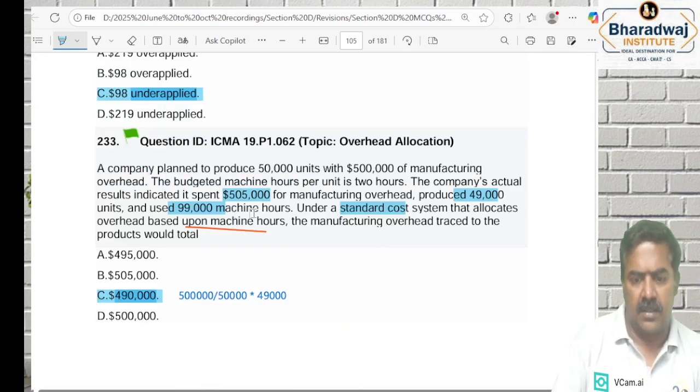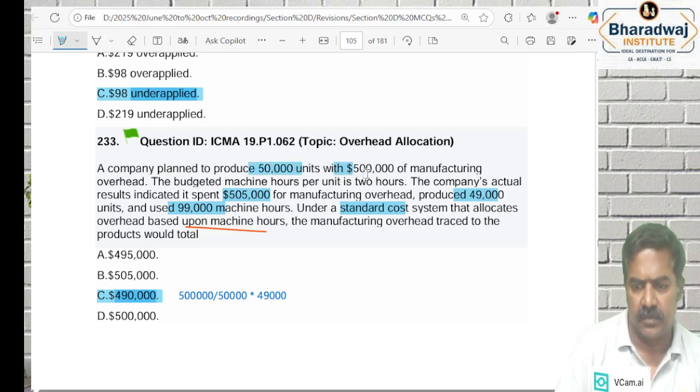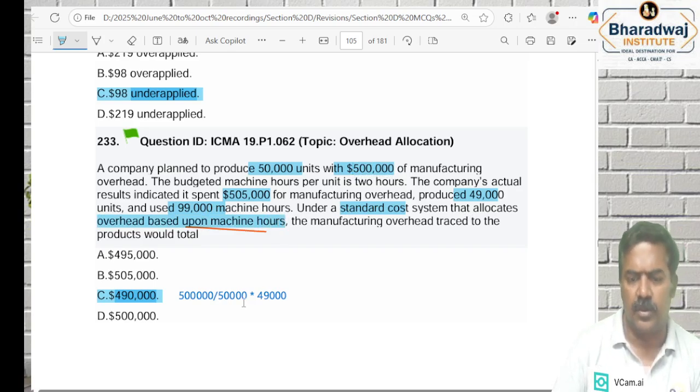It doesn't matter. 15 into 2 then. Based on the output, machine hours. Based upon machine hours. Per unit, put 2 hours. So 50,000 and 200, 500. Even if you do that, it will come the same.